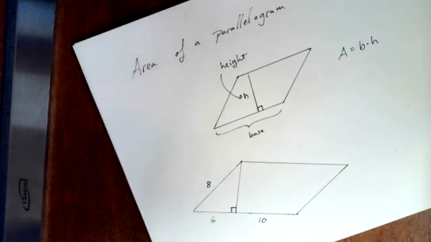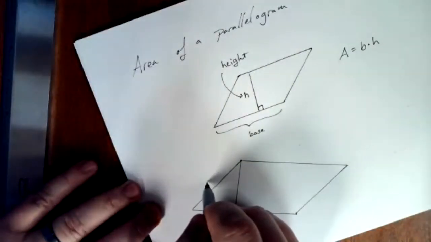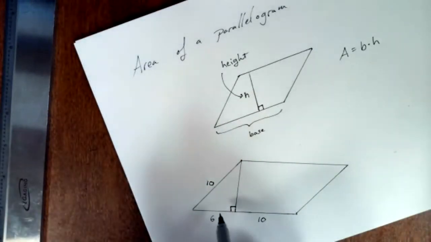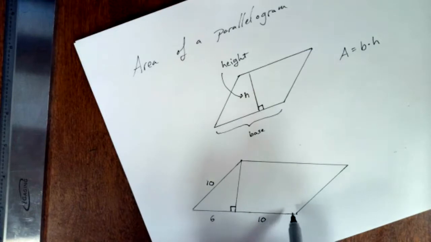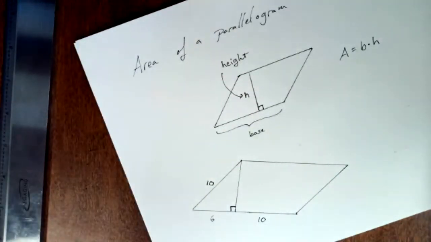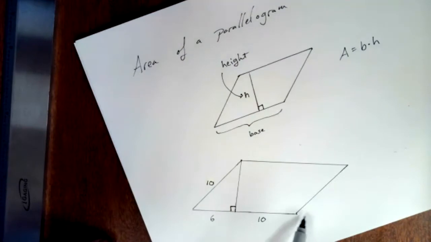Actually, I'm going to change one of my numbers. I'm going to make this a 10. So how big is the base? It's from here to there. Okay. A couple people in the chat. That's good. So the base goes from here to there. So it's 6 and then 10.